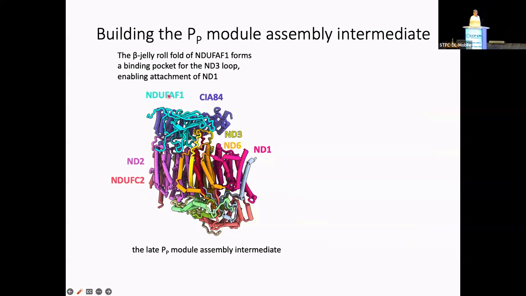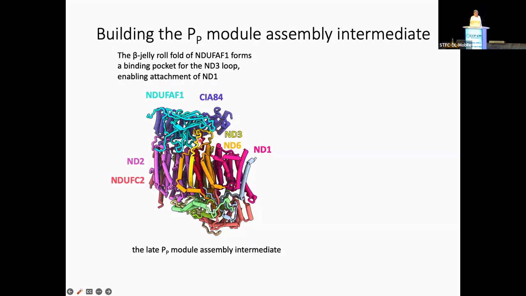And this is now the model. And this shows that the specific fold of AF1 forms a binding pocket for the loop of ND3. So there's 2 possible functions here. One is clearly that it makes possible to assemble all the other subunits, especially ND1, because this would not be able to fit when ND3 was flying around here.